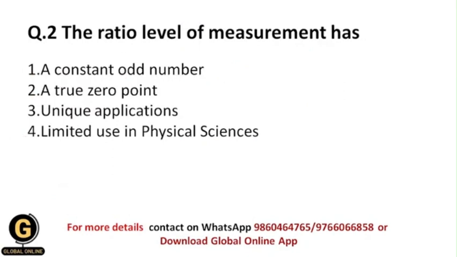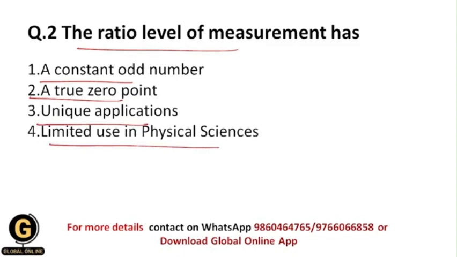Next, the ratio level of measurement has what? Whether a constant odd number, whether a true 0 point, or whether unique applications or limited use in physical sciences. Okay, so students, as I have told you earlier in this video in question 1, the ratio level of measurement has a true 0 point. And that's why your correct answer should be 2, because in the ratio level of measurement data are measured on a scale with equal intervals between units and a true 0 point, and that's why the ratio scale allows for addition, subtraction, division, and multiplication of data.